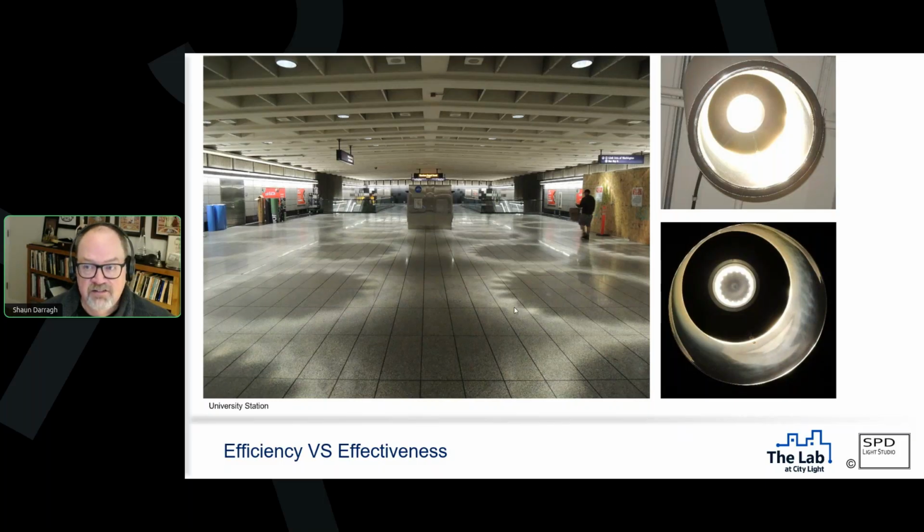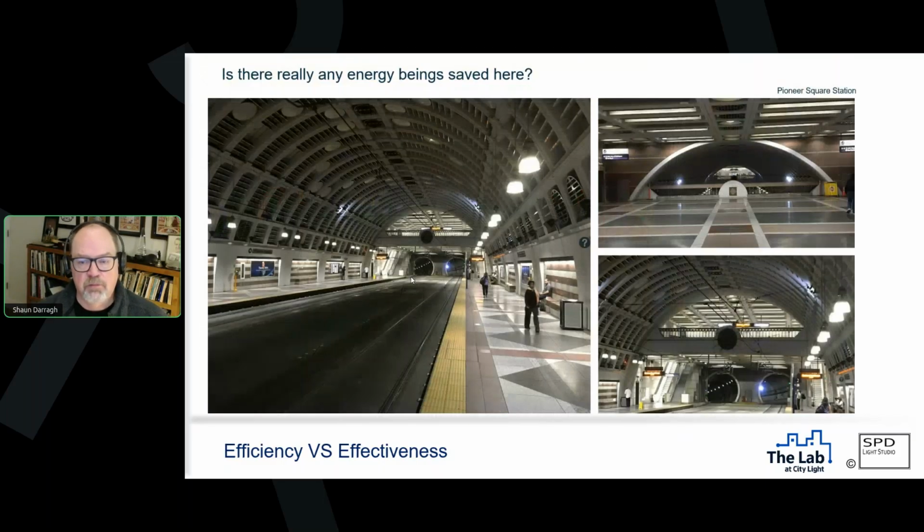The point to this space, the number one reason for this space, is wayfinding, getting from point A to point B. Does this patterning help with that, or does it harm with that, right? So I'm sure some energy was saved here, but the actual effectiveness went down significantly.